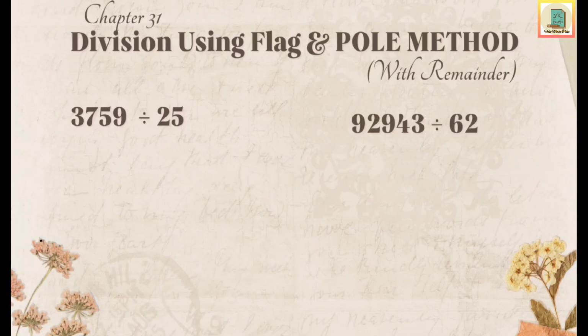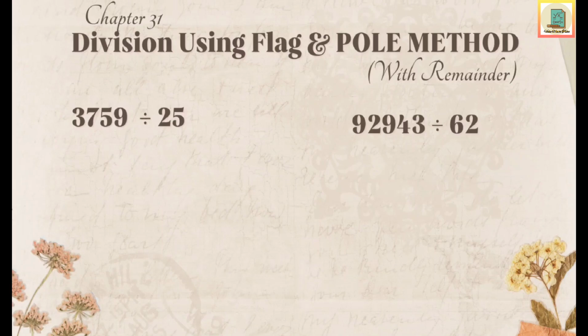This trick is an extension to the previous division trick, that is division by flag and pole method. The only difference is that the answer will leave remainders. This method will make you understand all the aspects of division of this method. So now let's understand by taking examples. So here the first question is 3759 divided by 25.